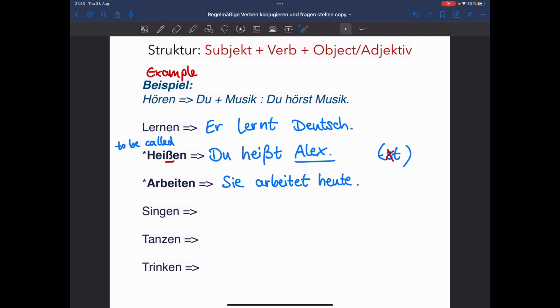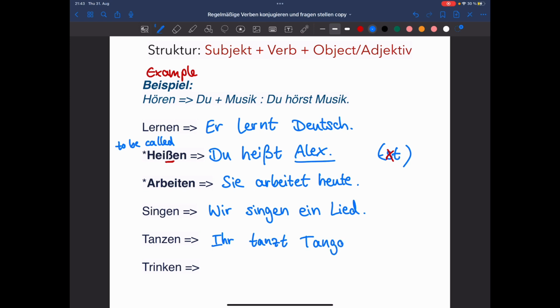Next one is singen, to sing. How about we? Wir singen. What are we singing? A song. Wir singen ein Lied. Ein Lied, a song. Okay, sehr gut. Next one, tanzen, to dance. How about ihr, you guys? Ihr tanzt. Maybe Tango. Ihr tanzt Tango.